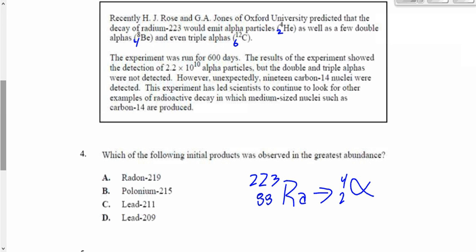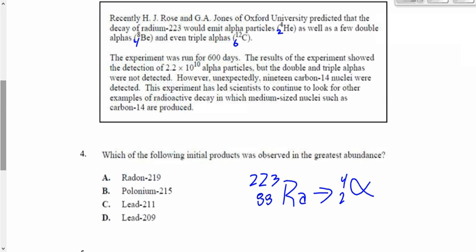Yeah, okay. I think you're going a little bit too deep into that. Bottom line is we expect alpha, doubles, and triples. What do we get? Alphas. So let's figure out what's left after an alpha particle is released.